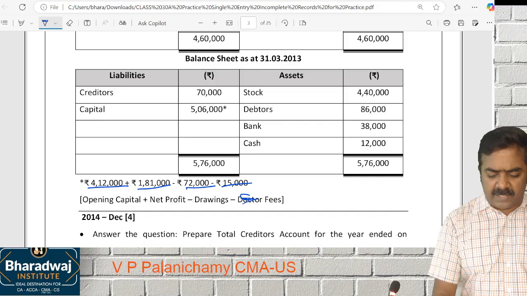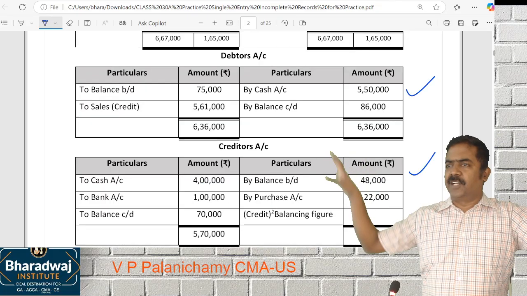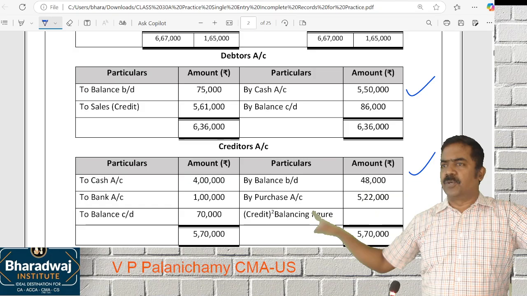I repeat the entire process. First we prepared which account? Debtors account and creditors account we prepared to find out which one? Credit sales and which one? Credit purchases. Credit sales and credit purchases. Then we prepared a cash book. In the cash book, cash sales we found as a balancing figure in the cash column.